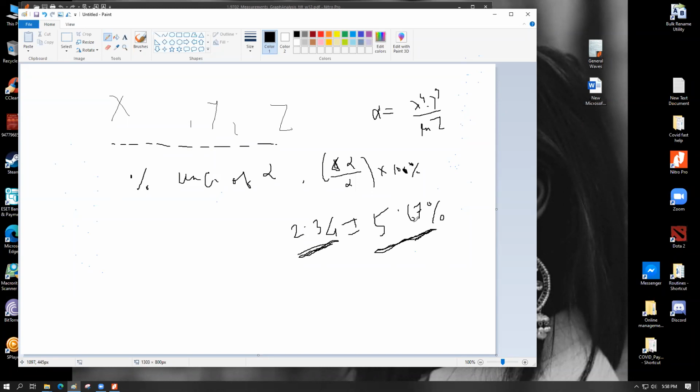This is the maximum range of our error. Do you understand this information, that this value could be maximum 5.6% deviated from the 2.34 value? This value, so this is the maximum range.